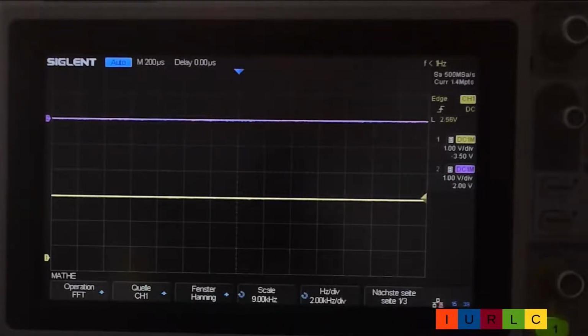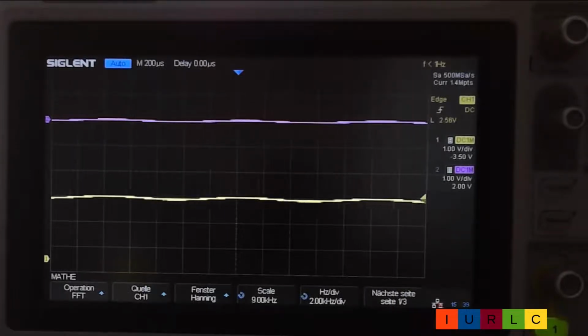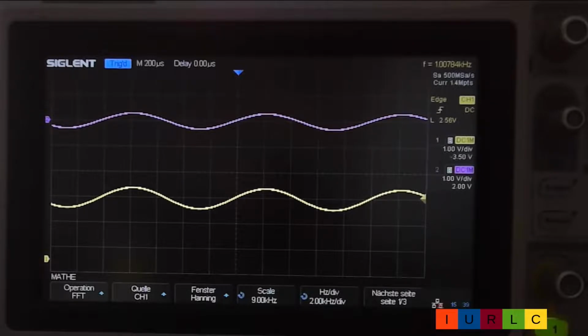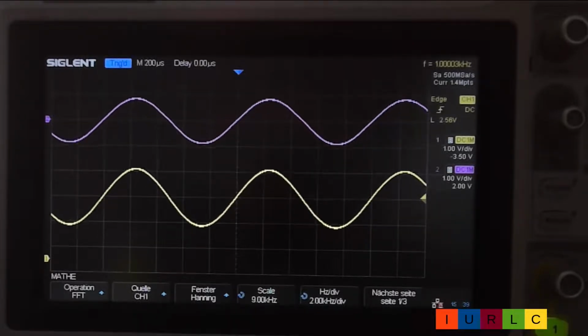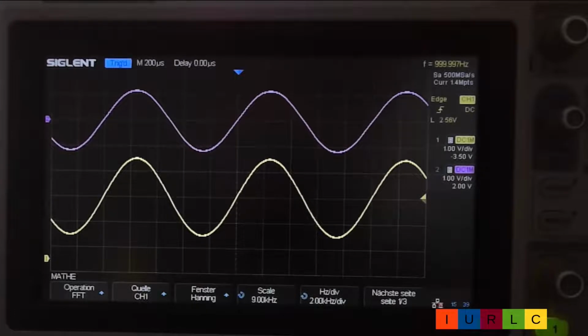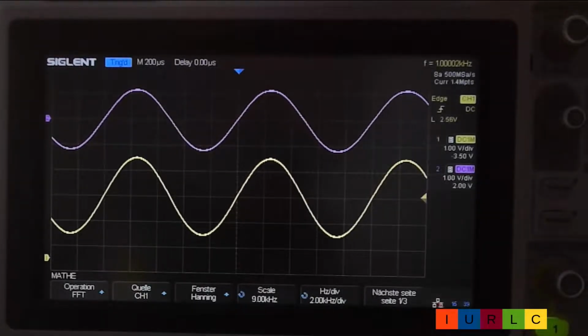Now let's have a look at the signals. The yellow line shows the input signal from the signal generator, and the purple line the signal at the loudspeaker. I will now increase the signal generator, and we see even with a very small input signal, the output signal is immediately following, and now I increase it more and more. And we see we have not any longer these plateaus here. We have a smooth transition between the top and low side of the sine signal.